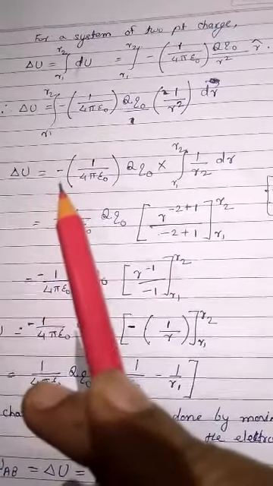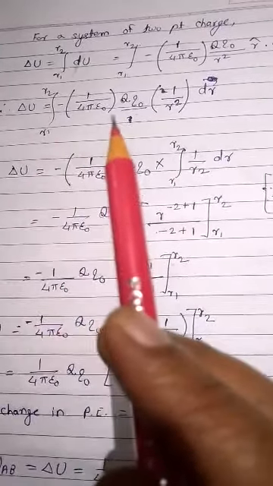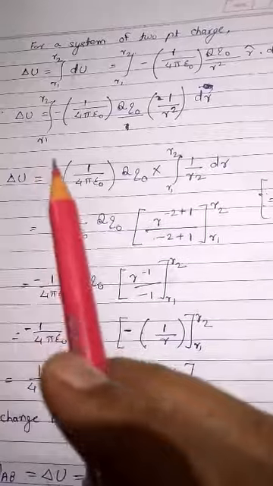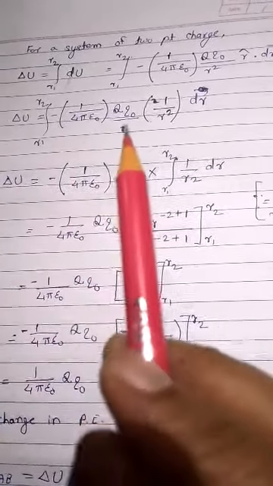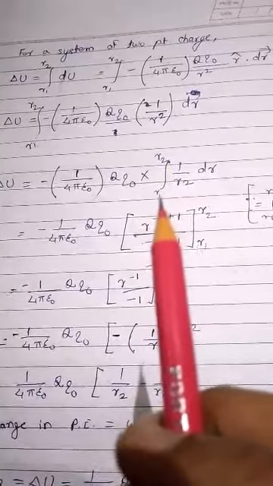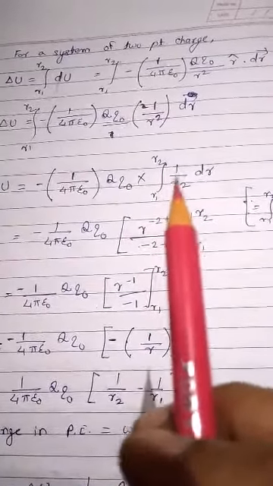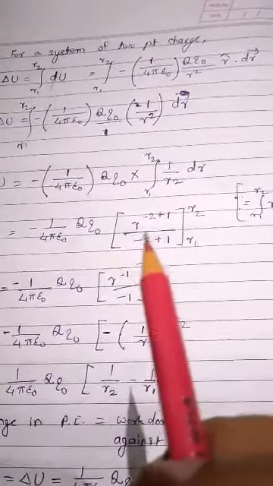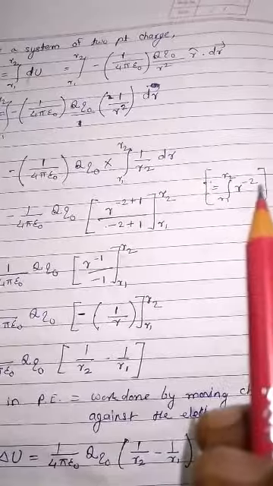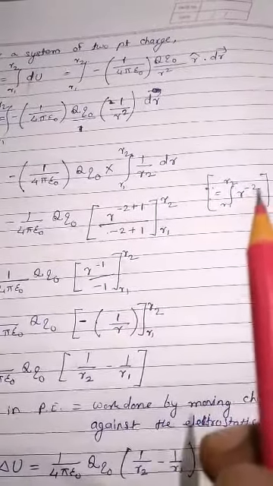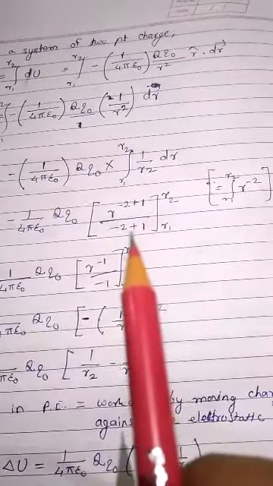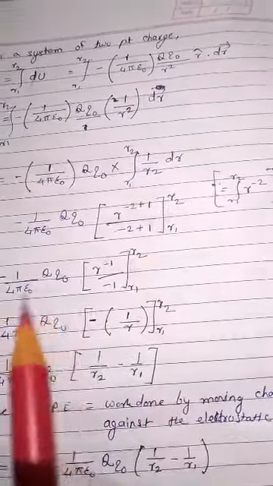So delta U is equal to minus of, now solving this integration, we put the constant terms outside of the integration. Here the constant term is 1 upon 4 pi epsilon naught q and q naught, and the variable term is only r, meaning distance. So integrating from r1 to r2, 1 upon r square dr, which is written in the form of r to the power minus 2. The formula for this integration is r to the power minus 2 plus 1 upon minus 2 plus 1, from r1 to r2, and this is the constant.